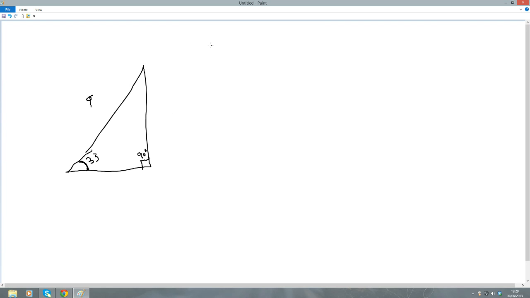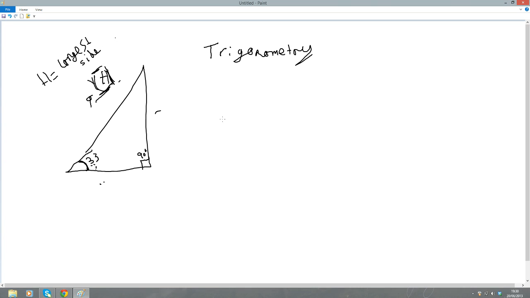Now the first part of trigonometry is labeling all the sides. So this is hypotenuse. Most people get stuck on which is A and which is O. First I'll explain why this is H. The hypotenuse is always the longest side. No matter in anything, the hypotenuse is always the longest side in any triangle. So it's the longest side.